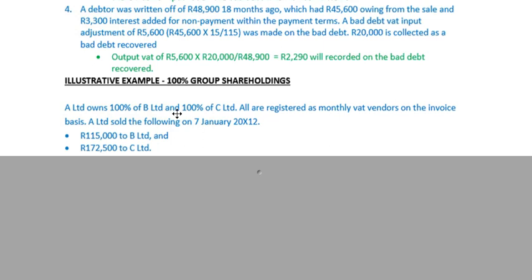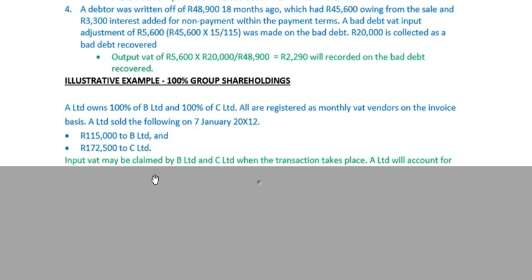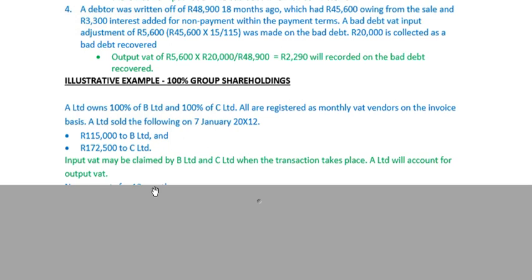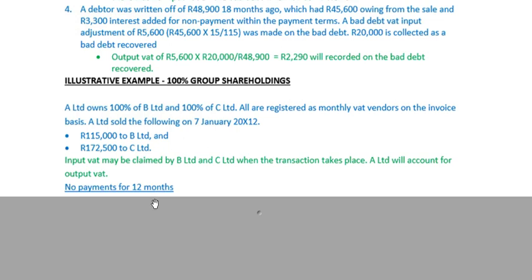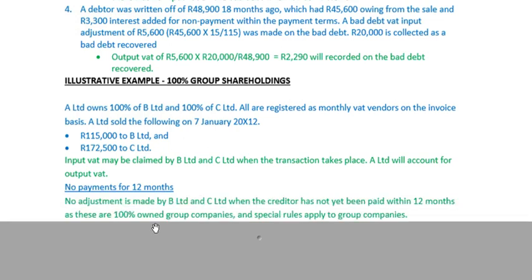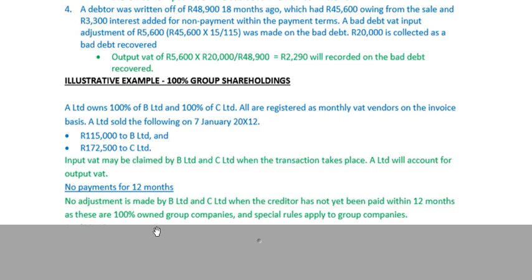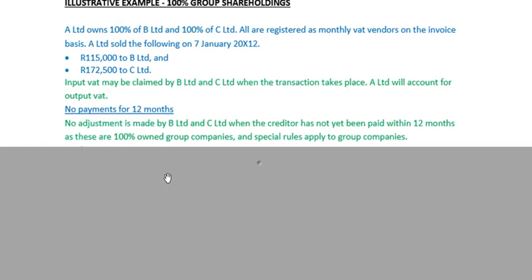Because this vendor is selling to these two guys, input VAT can be claimed on both transactions. Now, what is going to happen? It says there are no payments for 12 months. They're both 100% owned group companies. And what's going to happen with 100% owned group companies is you don't need to account for the creditor not paid within 12 months. You don't need to account for bad debts. Let's see what happens afterwards.